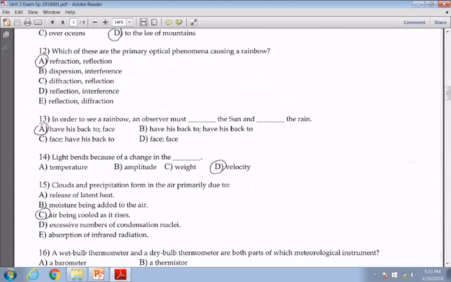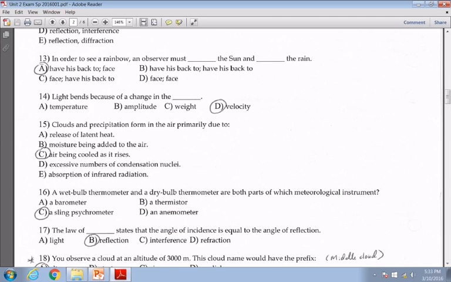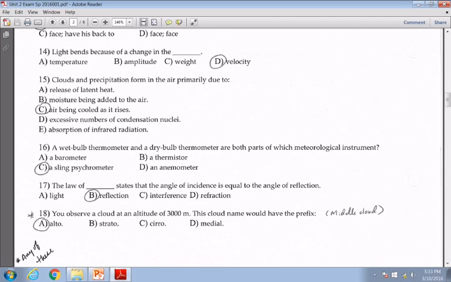Question 13, also about rainbows. You need to have your back to the sun and your face to the rain, so A is the best answer there. Question 14, refraction occurs because of the change in velocity. D is the best answer there. Question 15, clouds of precipitation form primarily due to air being cooled as it rises. C is the best answer there.